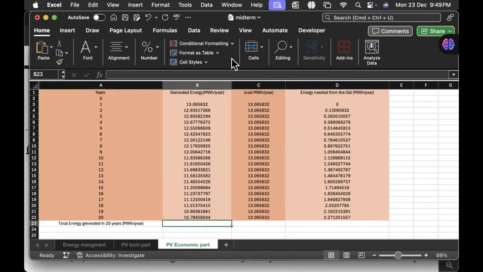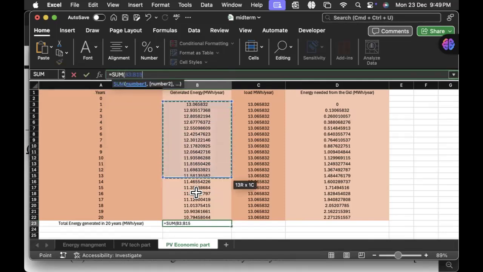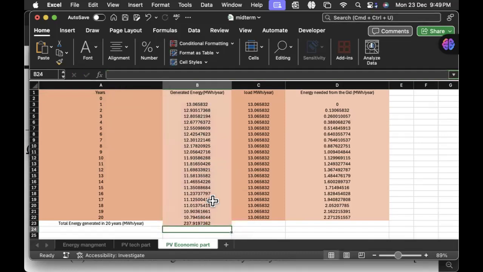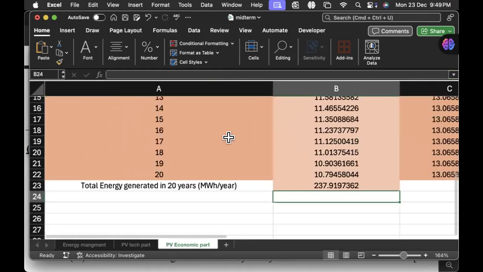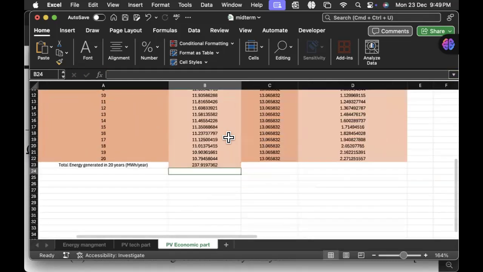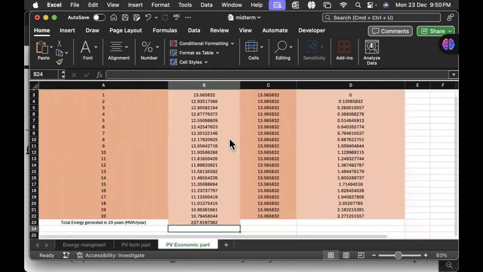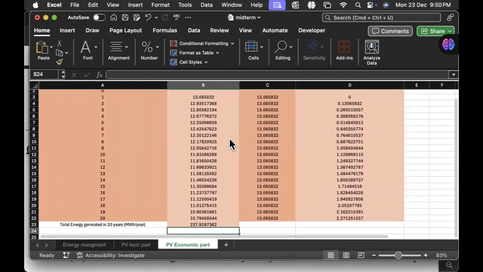And this simply will be the sum of this data. So this 237.9 megawatt hour is the total energy to be generated by this system. Okay, so this is simply how life is going with respect to the system.